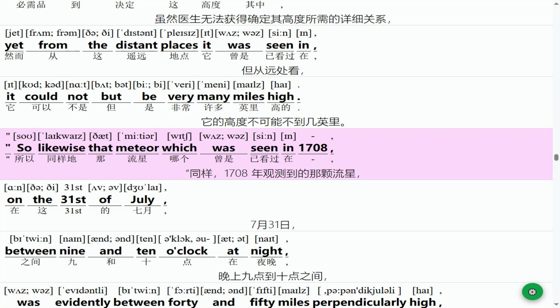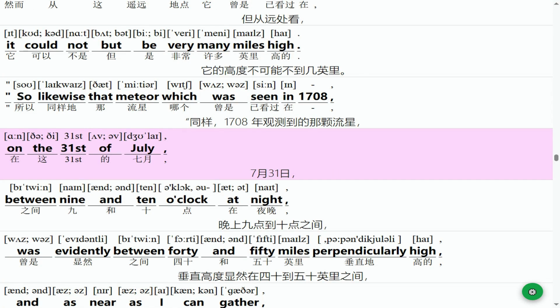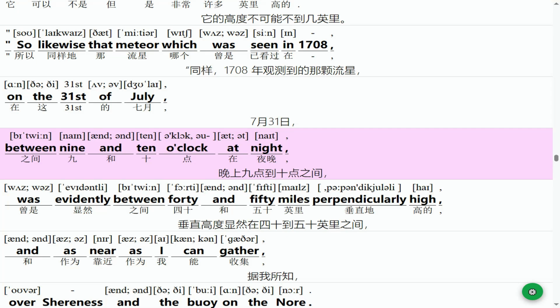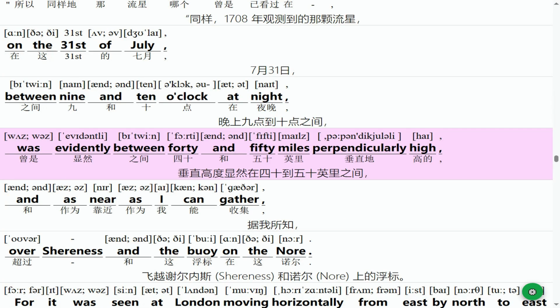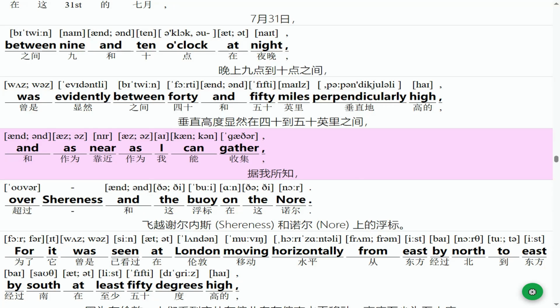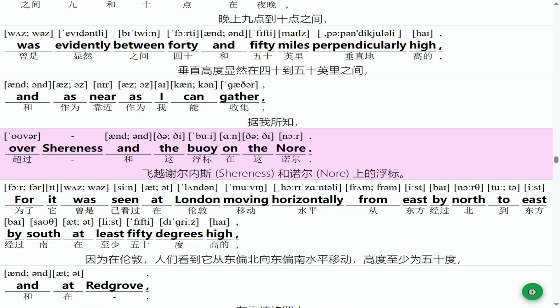So likewise that meteor which was seen in 1708, on the 31st of July, between 9 and 10 o'clock at night, was evidently between 40 and 50 miles perpendicularly high, and as near as I can gather, over Sheerness and the buoy on the Nore.